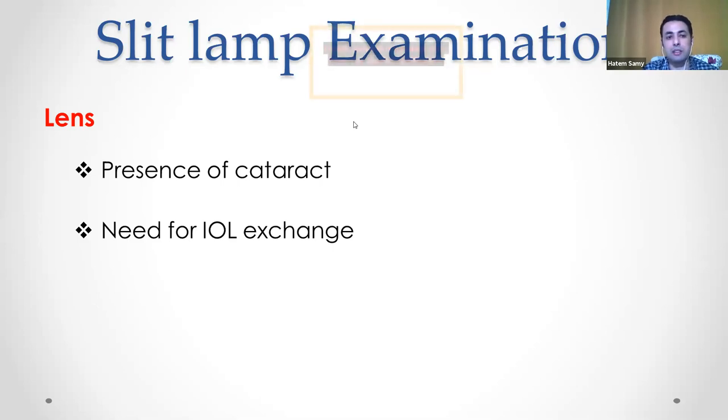Second thing about the lens: if the case is pseudophakic, do we need an IOL exchange, in case of an anterior chamber IOL that caused pseudophakic bullous keratopathy? Or the case is aphakic and we need to implant a secondary IOL. This is very important, because if there is any vitreous in the anterior chamber, it carries a bad prognostic factor for keratoplasty.